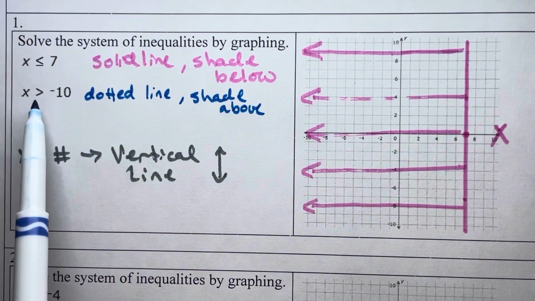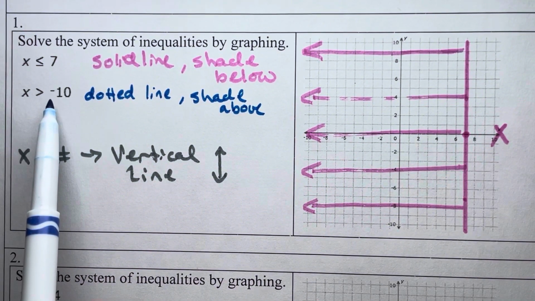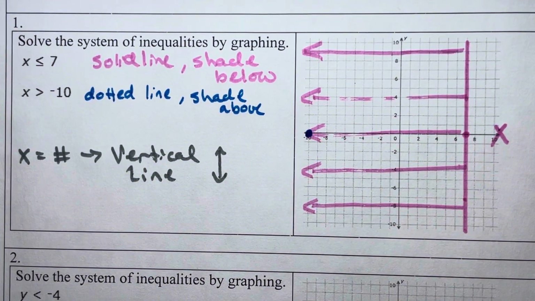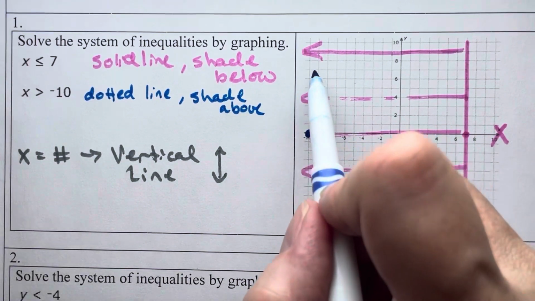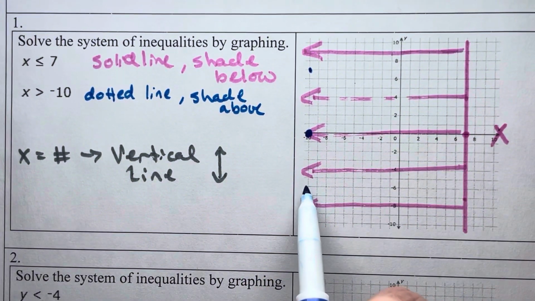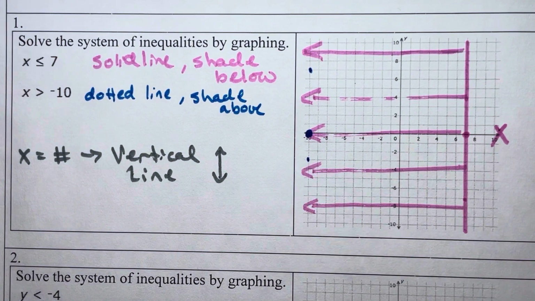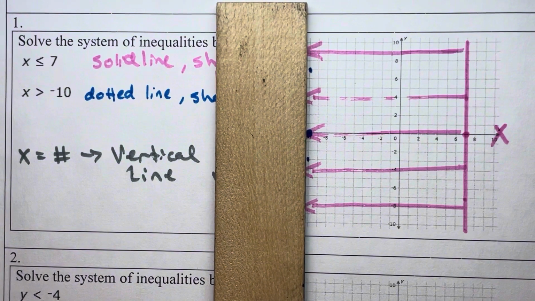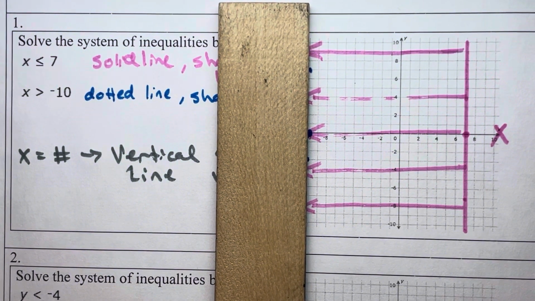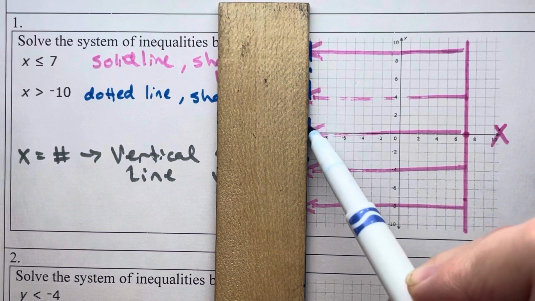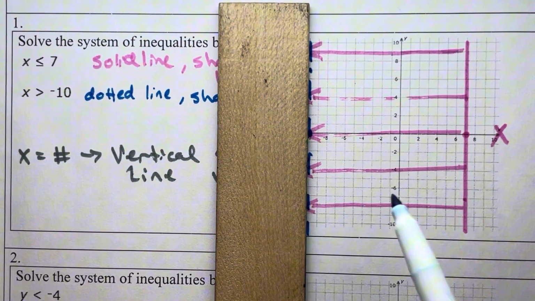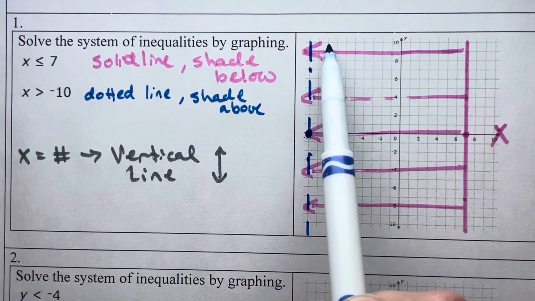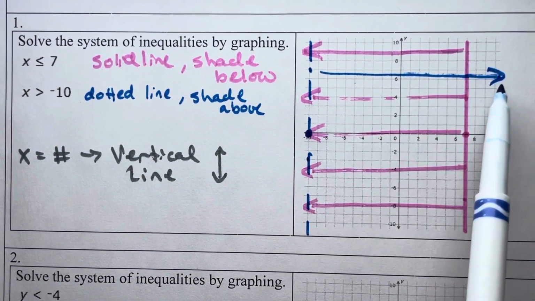So let's start that. So let's find our x-intercept of -10. That's all the way over here. And this is a vertical line. So we're going to place a couple of points above and below just to help us with our straight edge. But this is a dotted line, so make sure that you draw your dotted line. And since this is going to be shading above, that would mean we would travel all the way to the right.